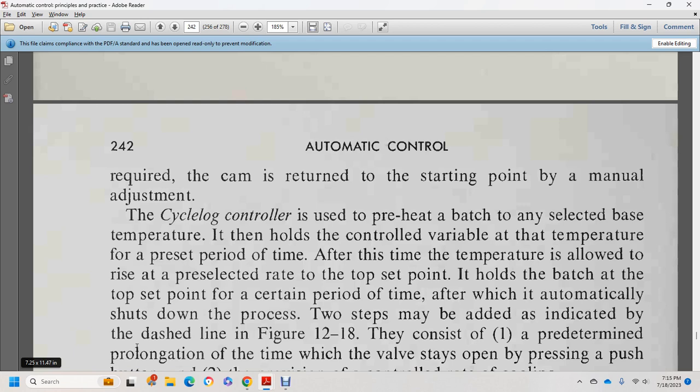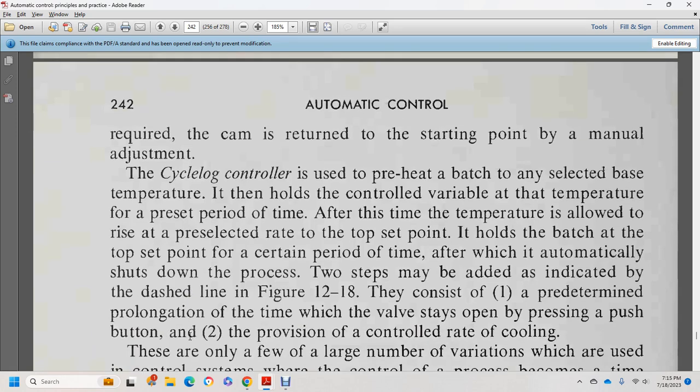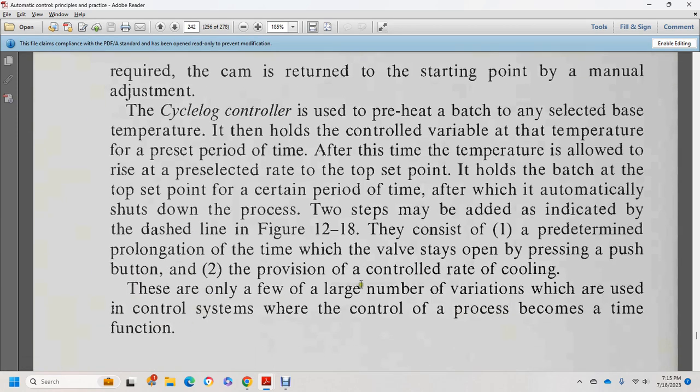They consist of one, a predetermined prolongation of the time for which the valve stays open after pressing a push button, and two, the provision of a control rate of cooling. There are only a few of a large number of variations which exist in control systems, where the control process becomes a function of the time.